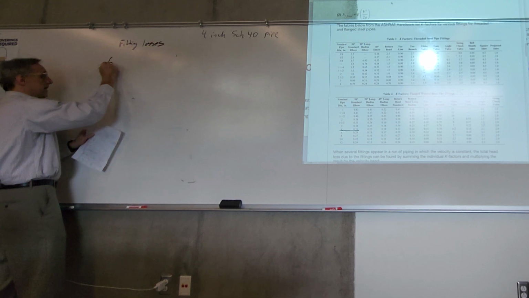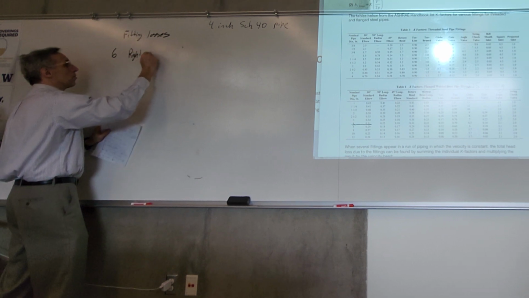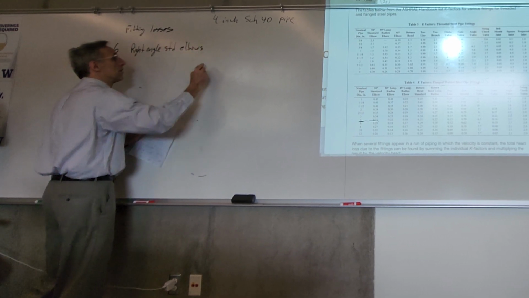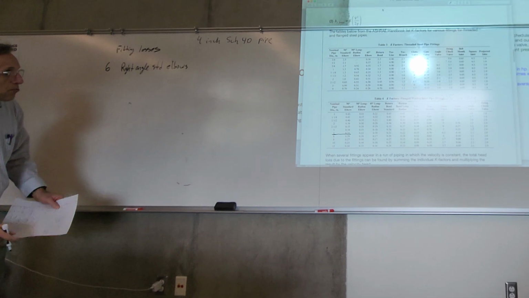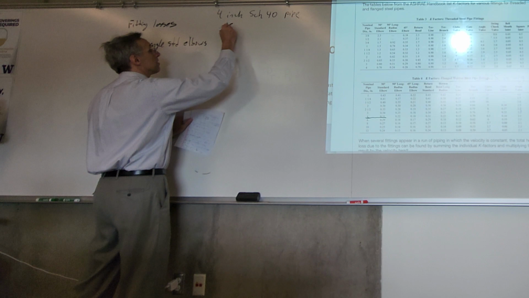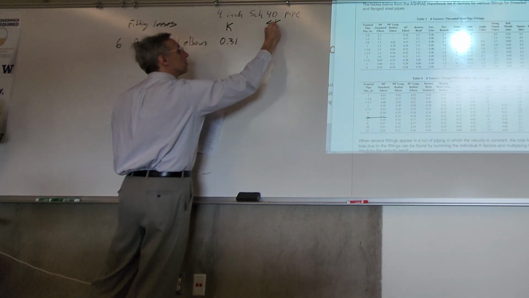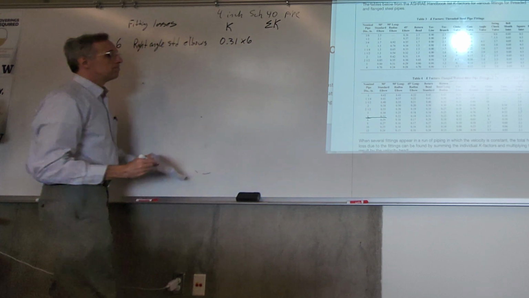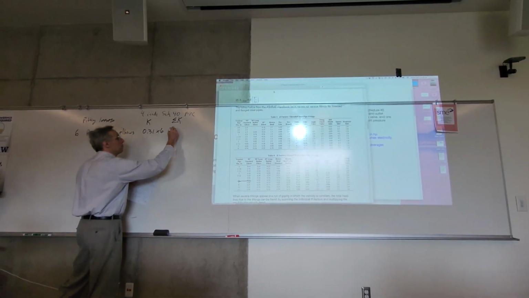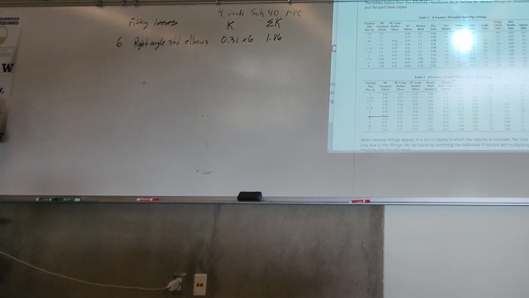So I have 6 right angle standard elbows. Each elbow has a K factor of 0.31, and we have 6 of them. So 6 times 0.31 is 1.86 for our elbows.